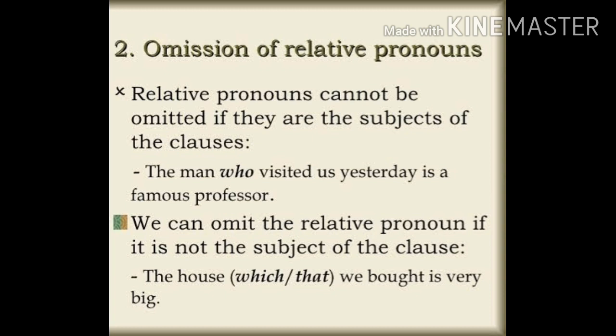Next, we can omit the relative pronoun if it is not the subject of the clause, meaning if it is at the object place, it can be omitted. The house we bought is very big, meaning we have omitted which or that and then wrote the sentence.